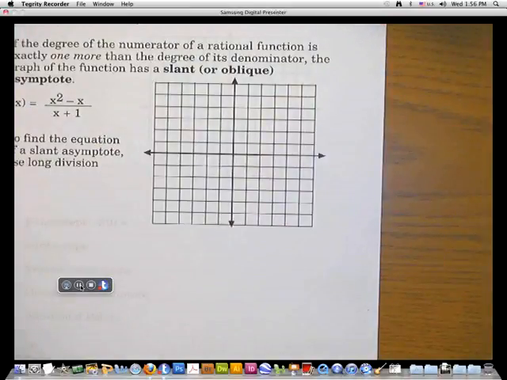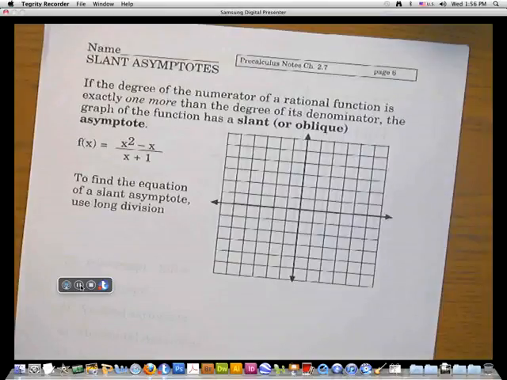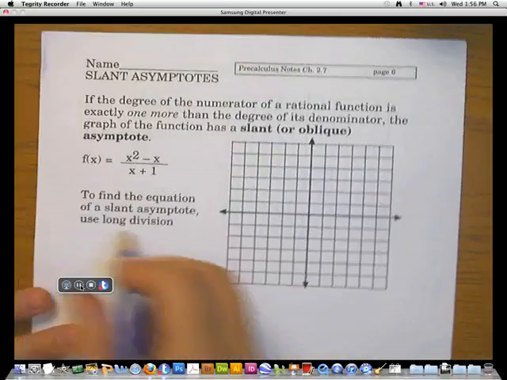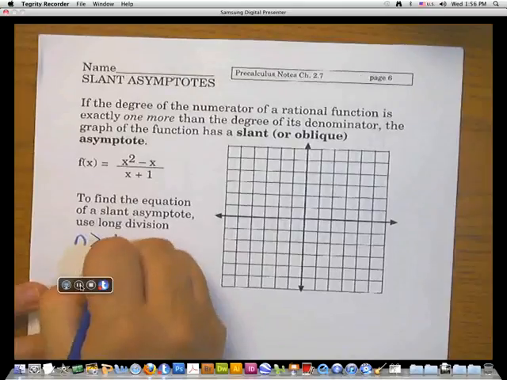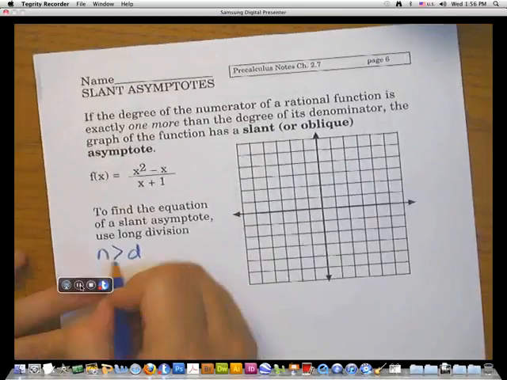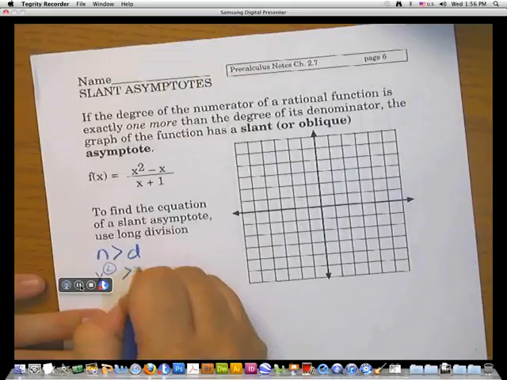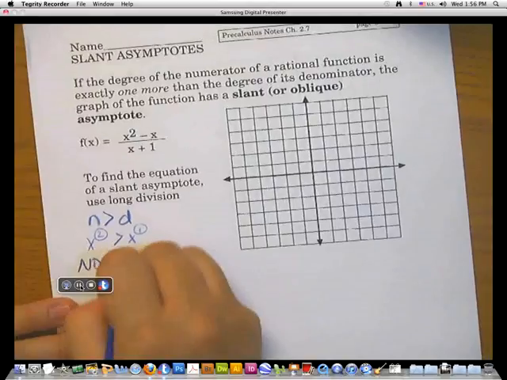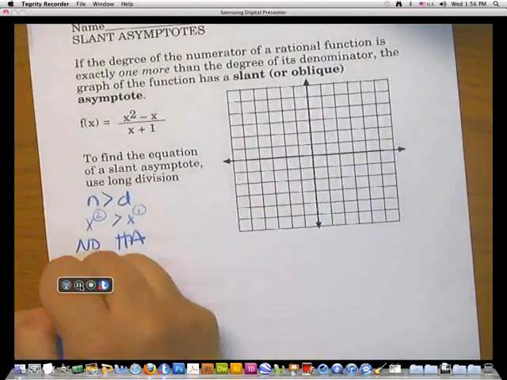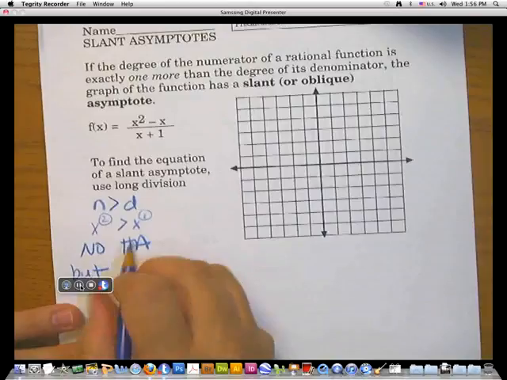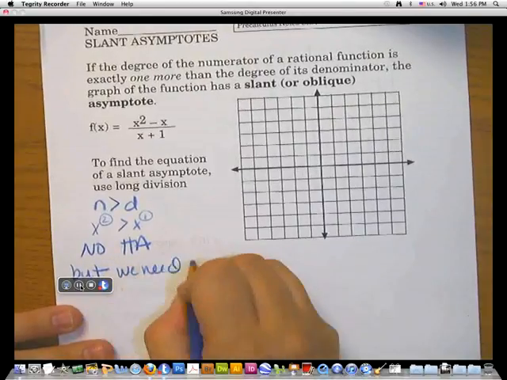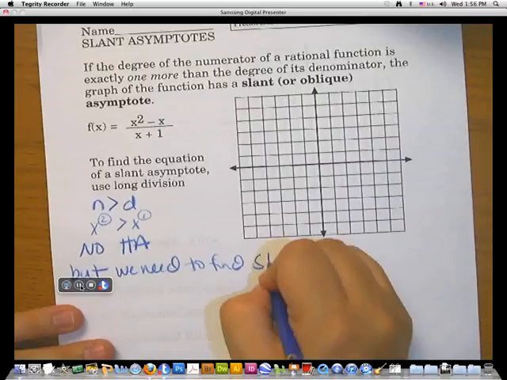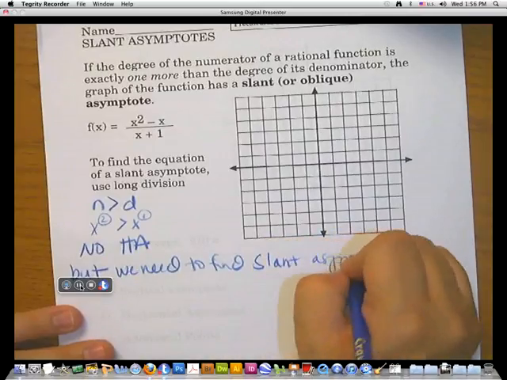Alright, on page 6, we talked earlier about how a slant asymptote exists if the degree of the numerator is larger than the degree of the denominator. So here we can see that the numerator is larger than the denominator because x squared is larger than x to the first. So that means there is no horizontal asymptote. But we need to find the slant asymptote.